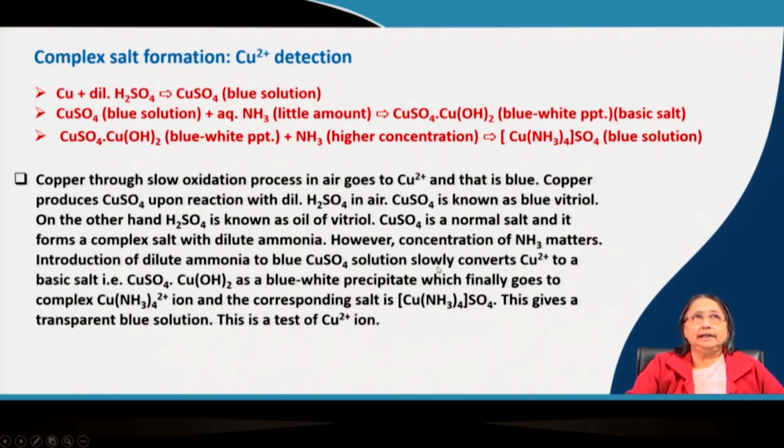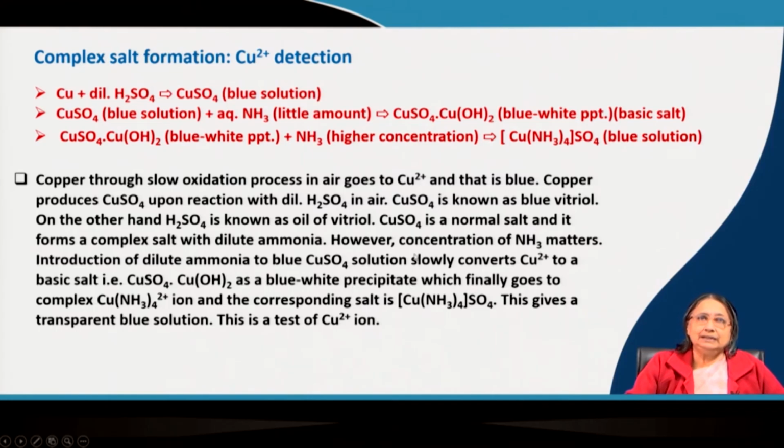If you take some copper sulphate solution in a test tube and add ammonia solution there, and the ammonia is in low amount or low concentration, then what will happen? Then it will form a basic salt. This is nothing but copper sulphate, copper hydroxide, okay, and it is a blue white precipitate. You will see a blue white precipitate formed in the test tube.